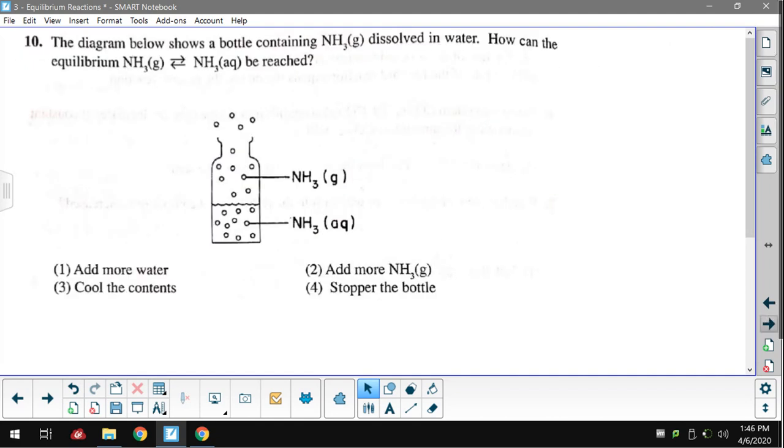Here's a bottle that's open, all right, and the ammonia that's in the solution and the ammonia that's above the solution, they are not at equilibrium. How do you make it at equilibrium? You need to cap it off. You would stopper the bottle. Otherwise, all the ammonia is just going to eventually evaporate out, and it's just going to keep coming out until it's all gone.